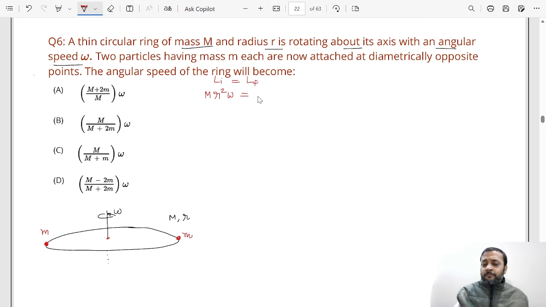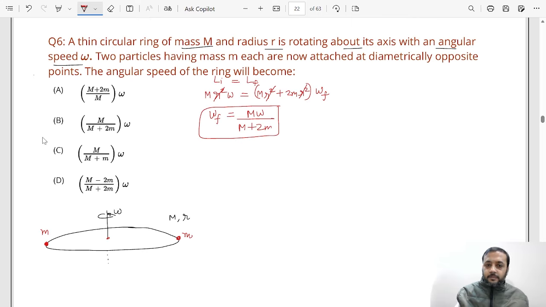Now what is the final angular momentum? That will be the final moment of inertia, which will be mr square for the ring plus 2mr square for the two insects. This you have to multiply with the final angular velocity. So from here, omega final will be equal to M omega upon m plus 2m. Cool. So that means what will be the answer? Option, right? I hope you would have understood. Cool. Let's move to the next one.